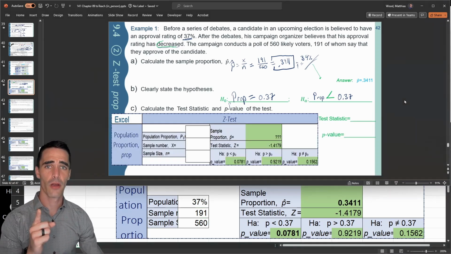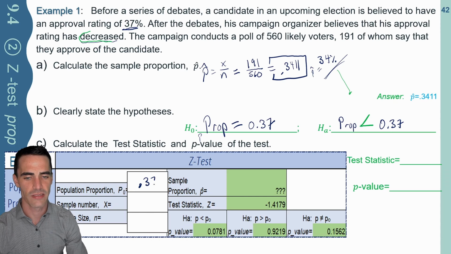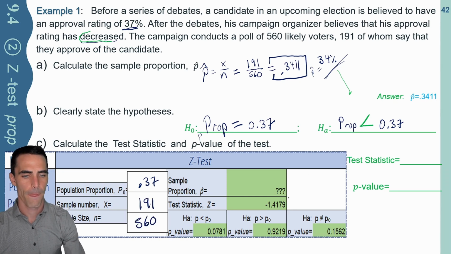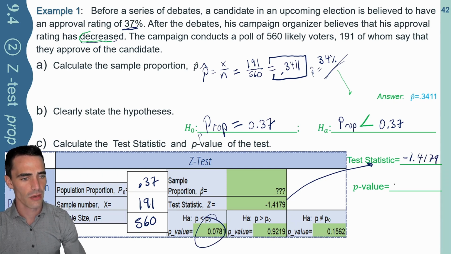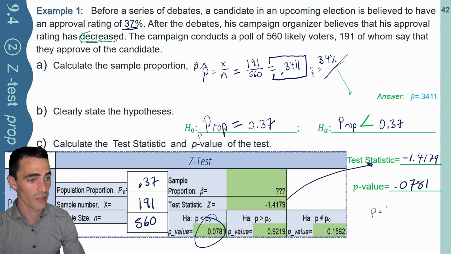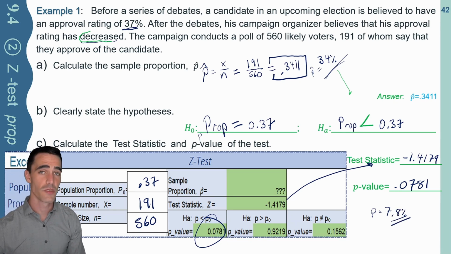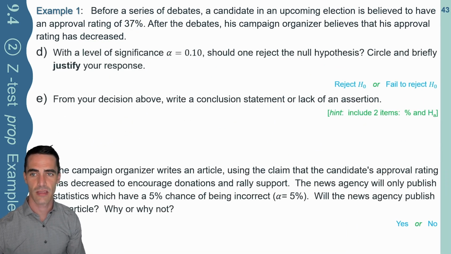Let me go back to PowerPoint so we can write, mostly for posterity's sake, those outputs from the calculator. Our test statistic was negative 1.4179. The p-value that we're interested in was 0.0781. Again, I always encourage you to think of that p-value as a percentage to make the comparison easier. This is 7.8%. And that p-value is what we'll use to make inferences in the next slide.